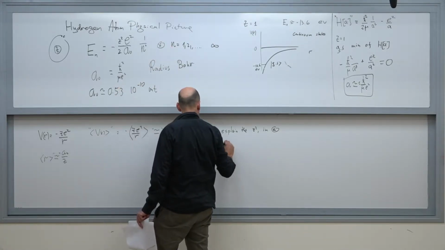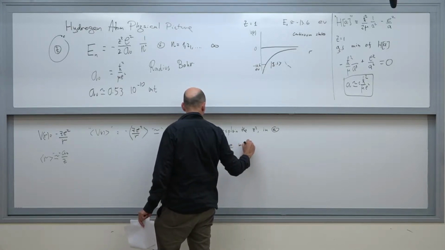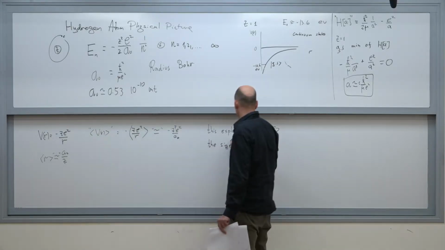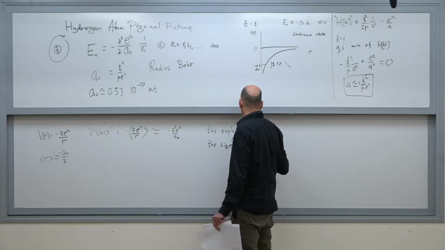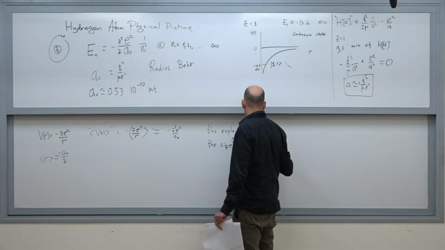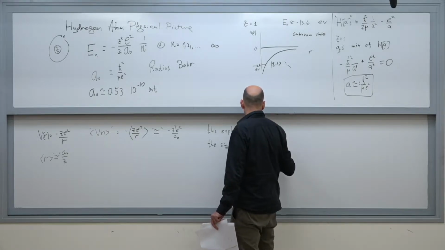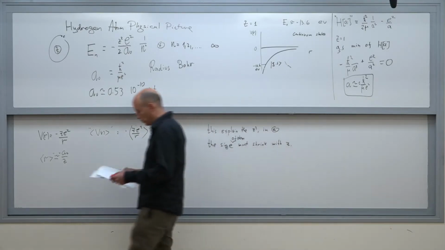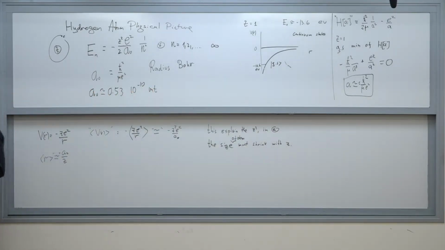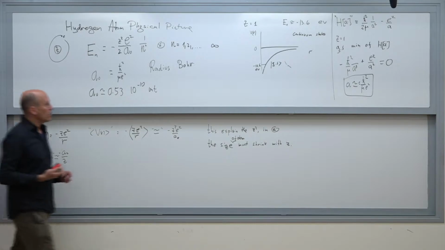The size of the atom must shrink with Z. Stronger attraction, smaller atom. Okay, so we now understand this.